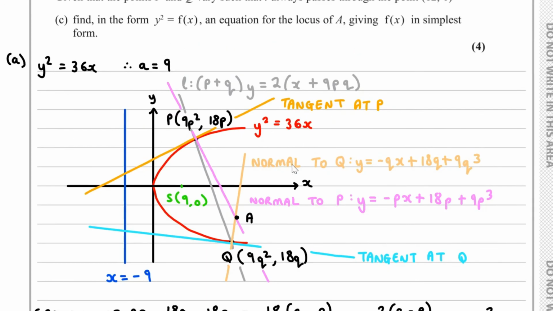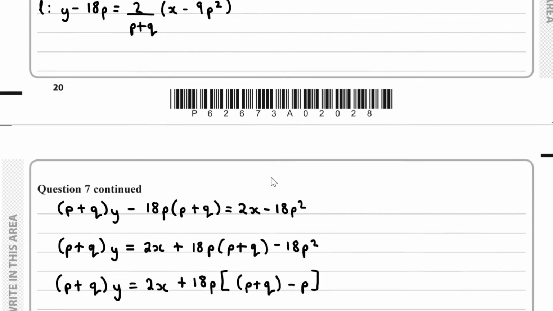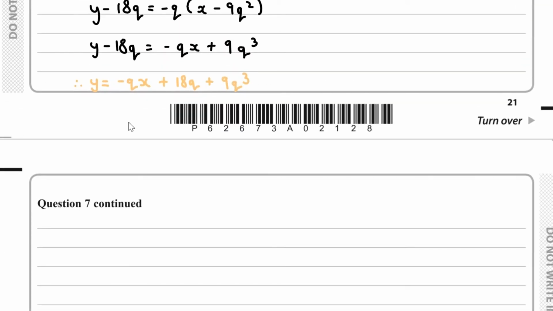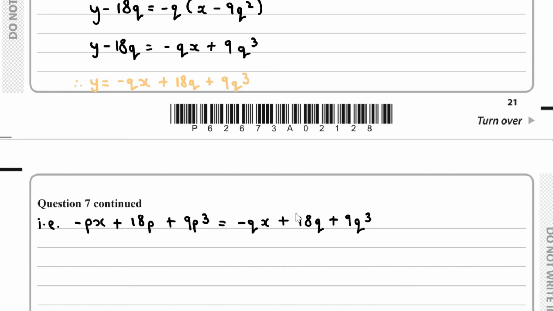So what we will now do is set those equal to each other to find out what the x coordinate of A is, and then we can find out the corresponding y coordinate. So we've got minus px plus 18p plus 9p cubed equals minus qx plus 18q plus 9q cubed.